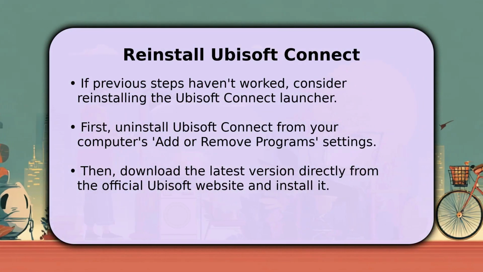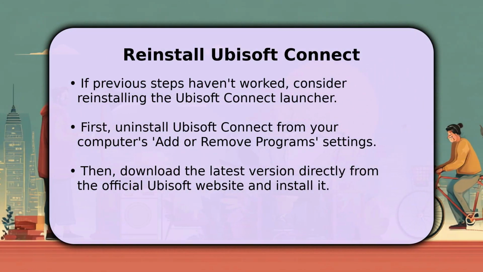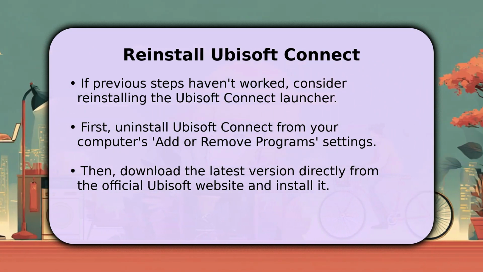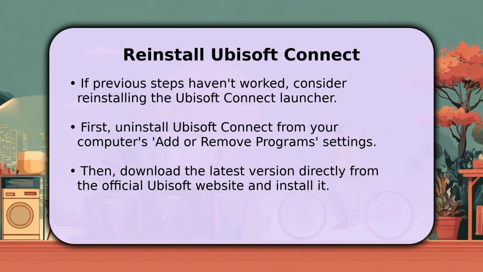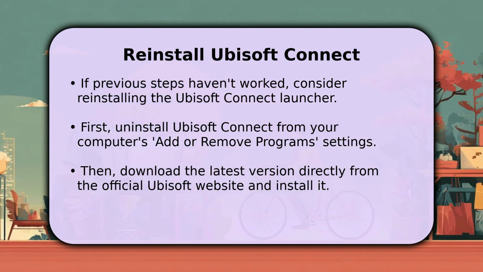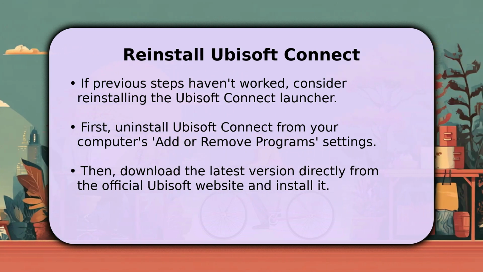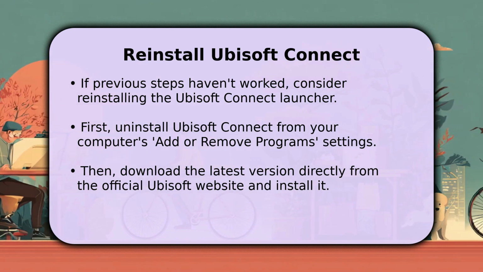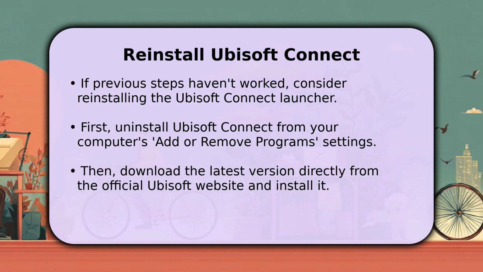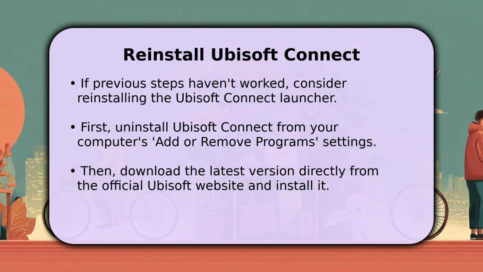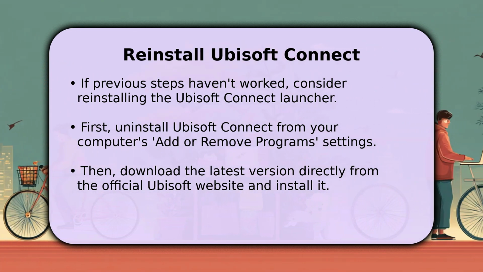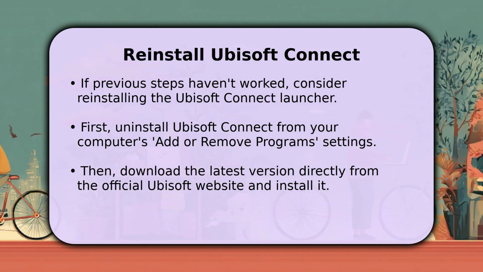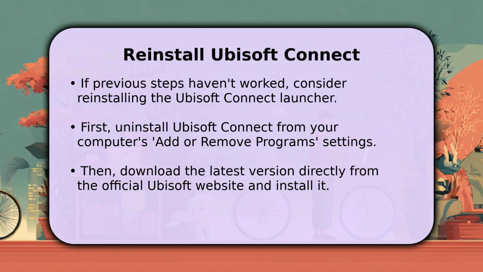If all the previous steps haven't worked, and you're still seeing error code 2, a complete reinstall of the Ubisoft Connect launcher might be necessary. This is often a last resort, but it can fix deeply rooted issues with the application. First, go to your computer's Add or Remove programs and uninstall Ubisoft Connect completely. Once removed, give your computer a quick restart. Then, download the very latest version of the launcher directly from the official Ubisoft website and install it. This fresh start often resolves stubborn errors, finally getting you back into Far Cry 3.